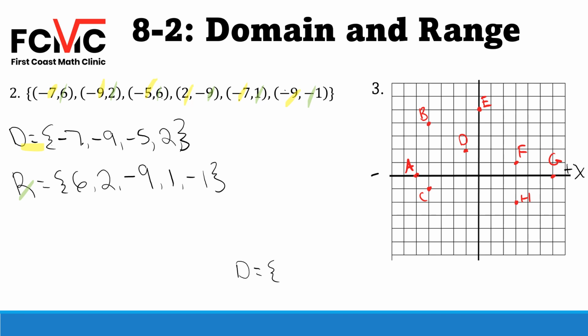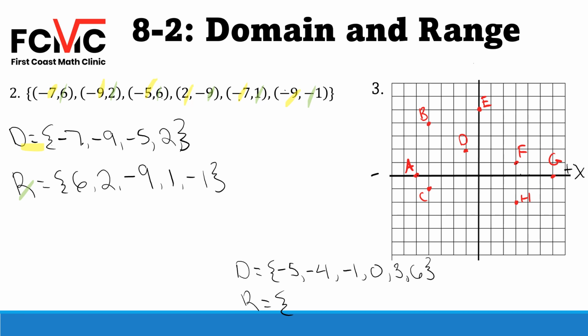So what's our x value for A? We got -1, -2, -3, -4, -5. C and B are both -4. D is -1. E is 0. F and H are 1, 2, 3. And G is going to be 6. So those are our x values. So that's our domain. And then our range.